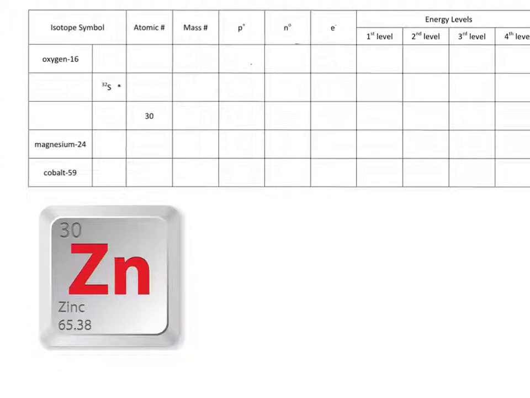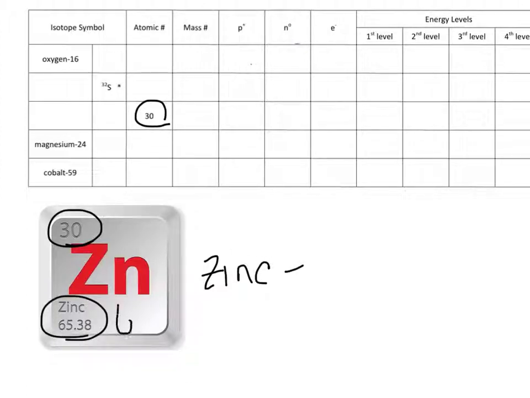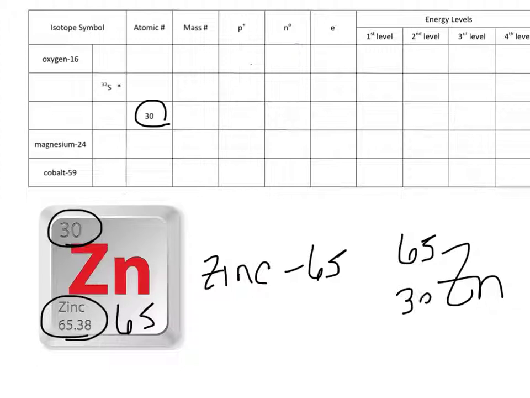So on the next line, all we're given is the atomic number is 30, so we know that it's an atom of zinc, because if you look in the periodic table, element 30 is zinc. So we're going to write the name zinc, dash, and then the mass number we're going to chop to 65, so zinc-65. To write the isotope symbol, we'll put Zn, 65 over 30.